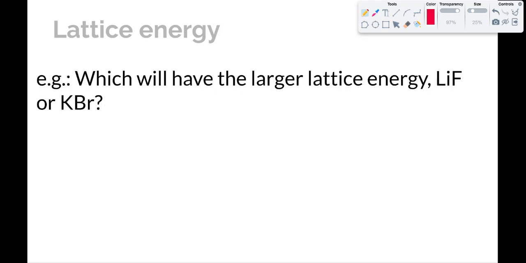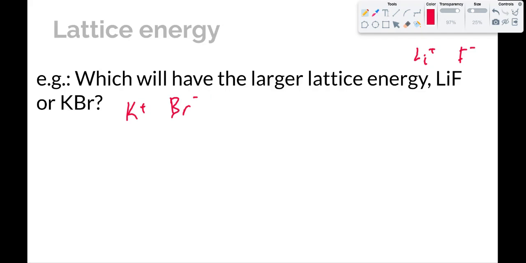Let's do a comparison just to test our knowledge of this. Which will have the larger lattice energy, LiF or KBr? Lithium because it's column 1, is a 1 plus. Fluorine, because it's column 7, will be a 1 minus. Potassium, because it's group 1, will be 1 plus. And bromine, like fluorine, is a group 7, so it'll be a 1 minus. So the numerator is not going to make the decision for us here. It's both 1 plus 1 minus in both cases.